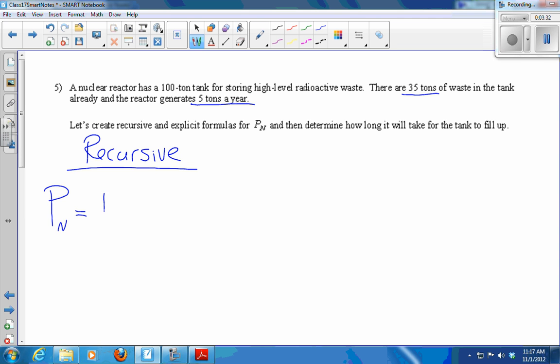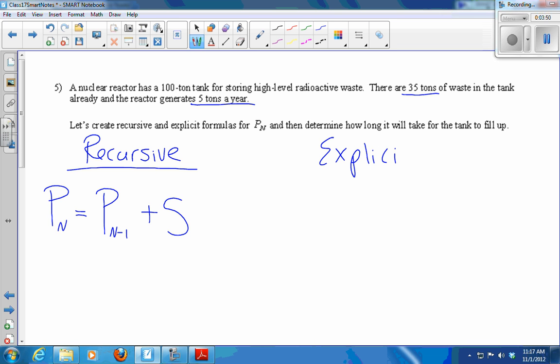You got it. P sub n minus 1, that's the previous number in the list, plus 5. So you just are always adding 5 tons. Each year you add 5 tons. So you take how much you had last year, add 5 tons to it.